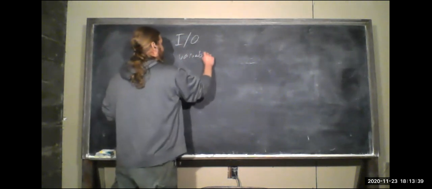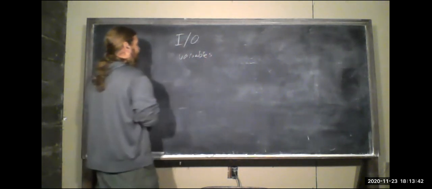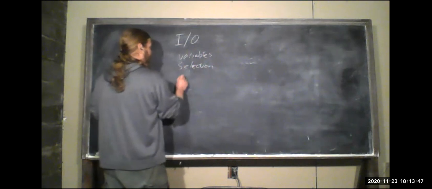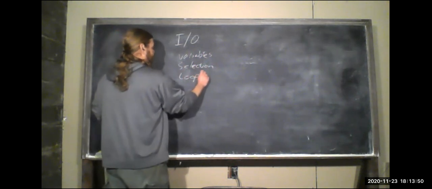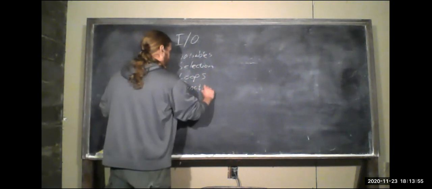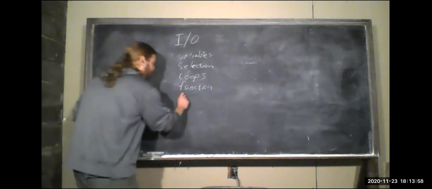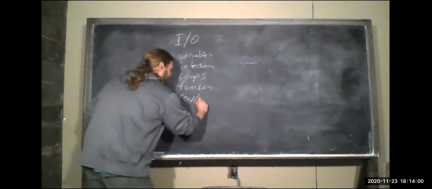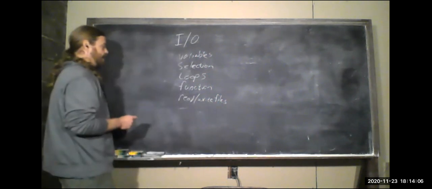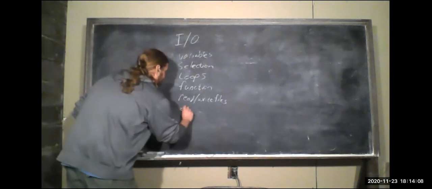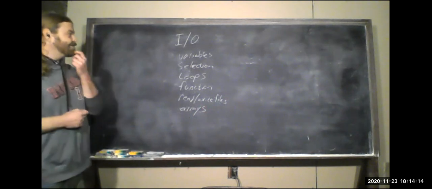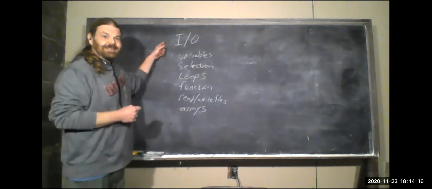We looked at variables, selection structures, loops, functions, some read and write files, and arrays. I think that's everything we've looked at. Does that look right? You notice anything missing there?